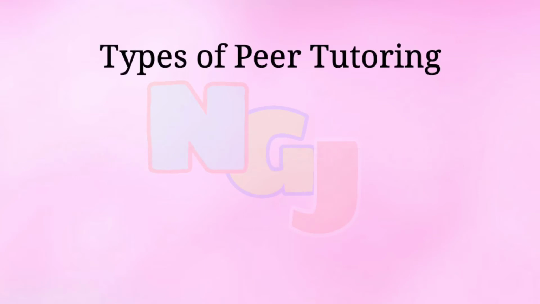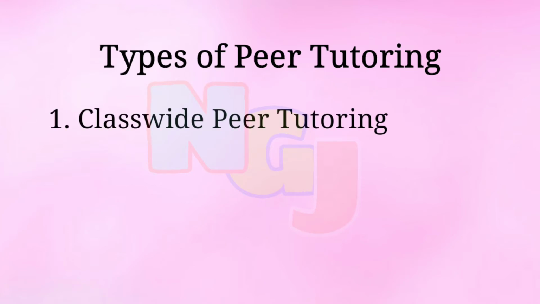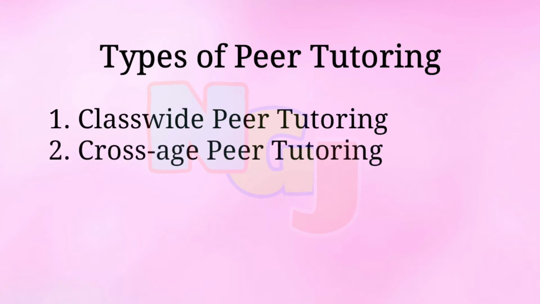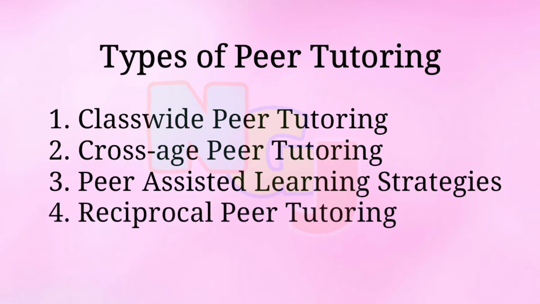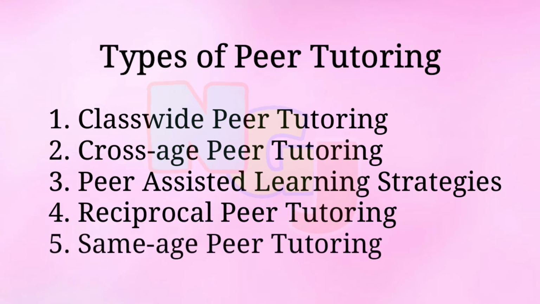There are 5 models of peer tutoring. They are classwide peer tutoring, cross-age peer tutoring, peer-assisted learning strategies, reciprocal peer tutoring, and same-age peer tutoring. Let us see one after the other in detail.